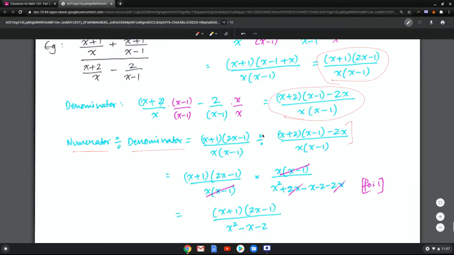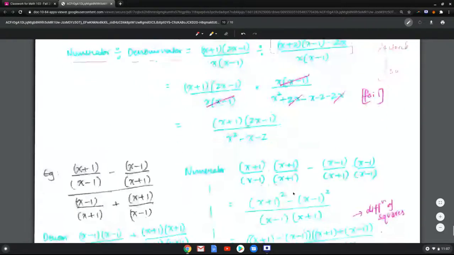Now this here cannot be factored, so we FOIL it, and we end up with this expression.